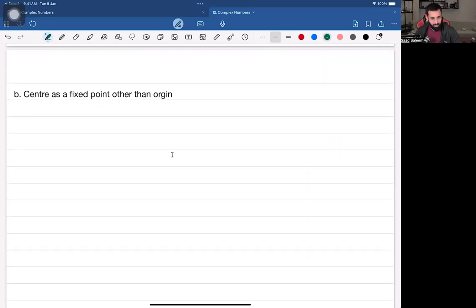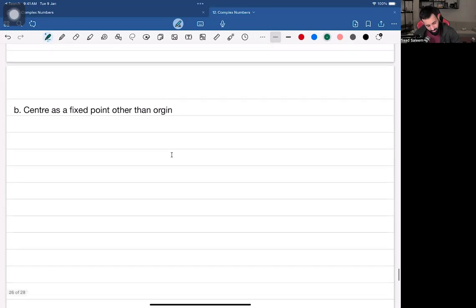So the equation will look like this. If the center is not the origin, then this is what the equation is going to look like. We'll have modulus of z minus z1 equal to r. Now what's z and what's z1? Let's talk about that.